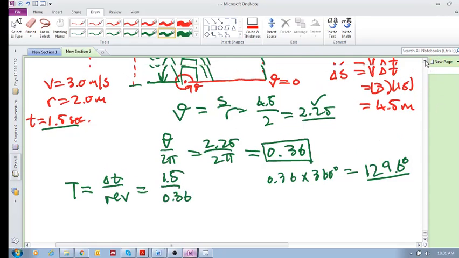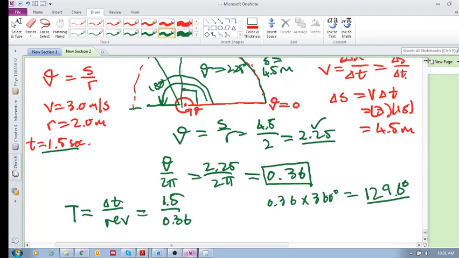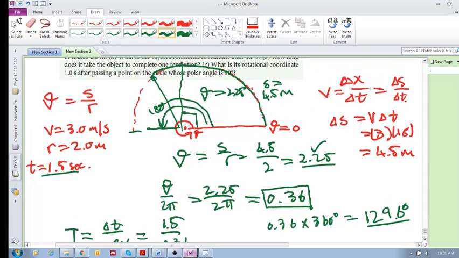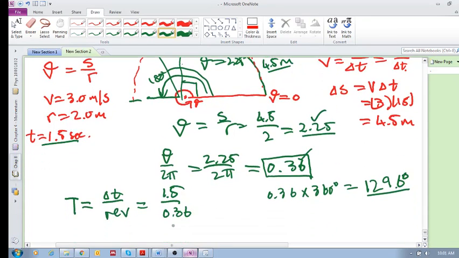So it took me 1.5 seconds to move from there to there, to move 4.5 meters, to change my coordinate 2.25, to move through 129.6 degrees, to move through 0.36 of a revolution. So if I do this, then I get approximately 4.2 seconds. So that is the way that I would do it. I think there is a different way in the back of the textbook, which is 100% correct. So you can use both ways.